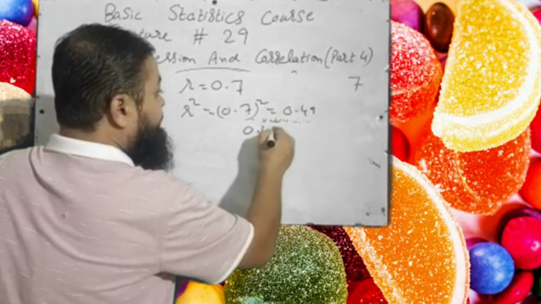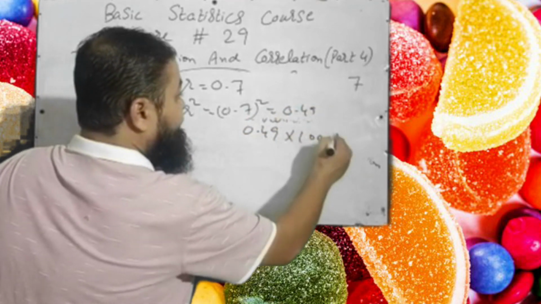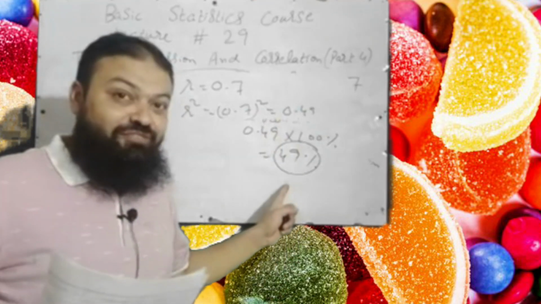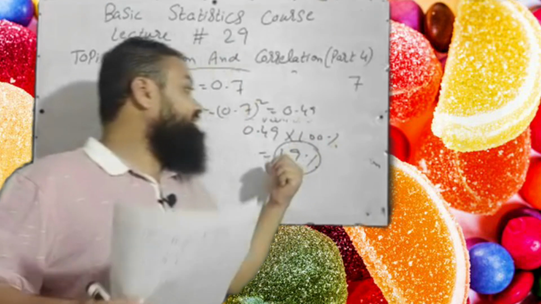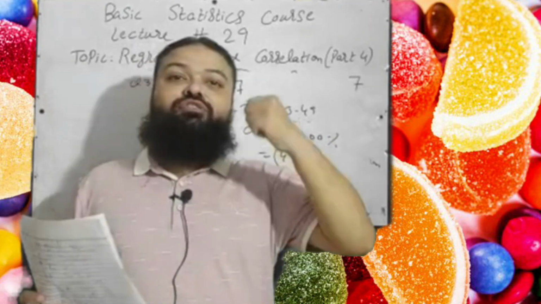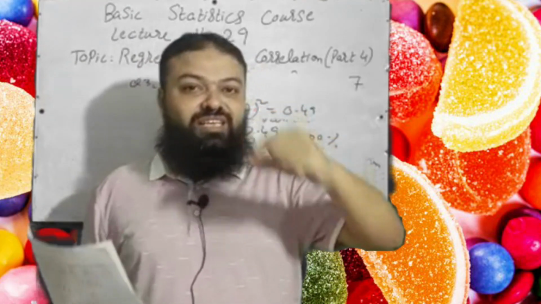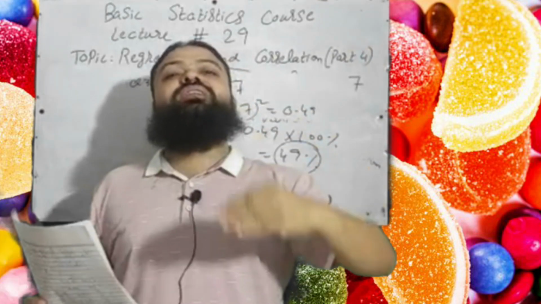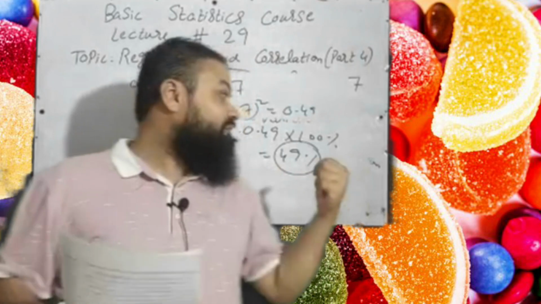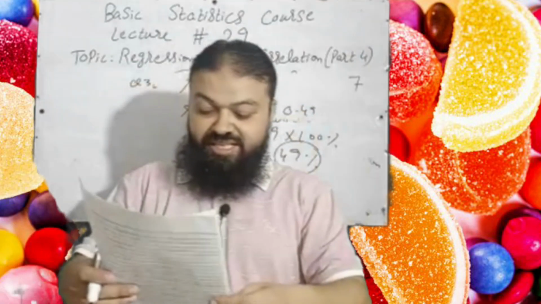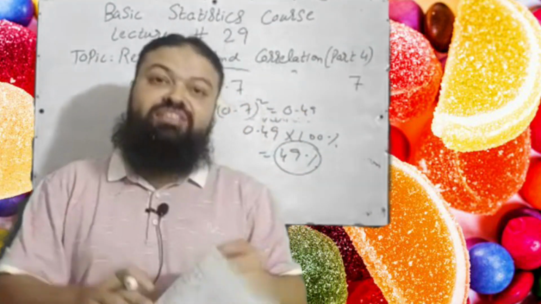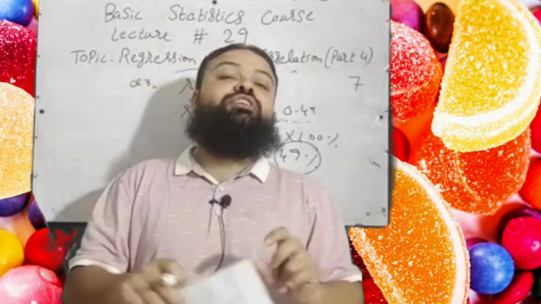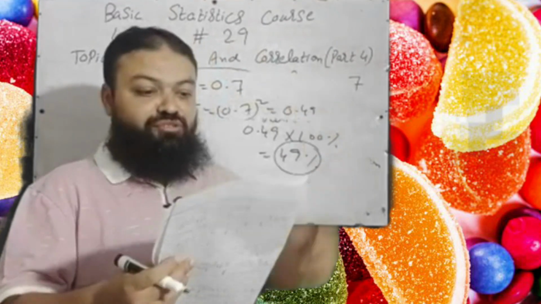If you multiply 0.49 by 100%, 49% will be the correct option. It signifies that 49% variation of the dependent variable has been explained by all the independent variables. 49% is the correct option in the exam. When r is given, just take the square of r and multiply by 100 and you will get the coefficient of determination, which is r square.